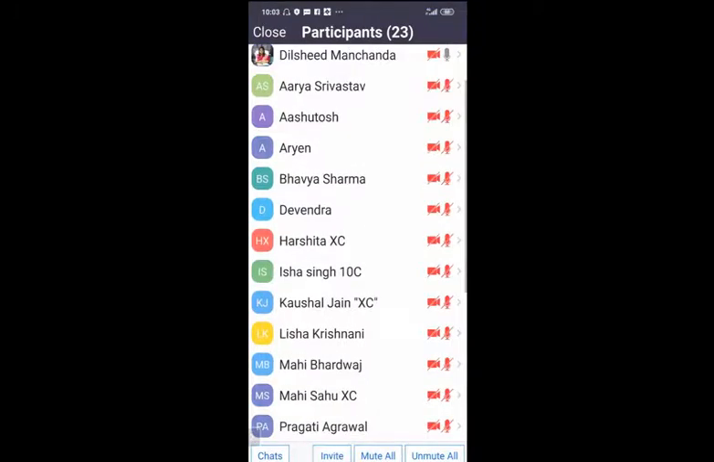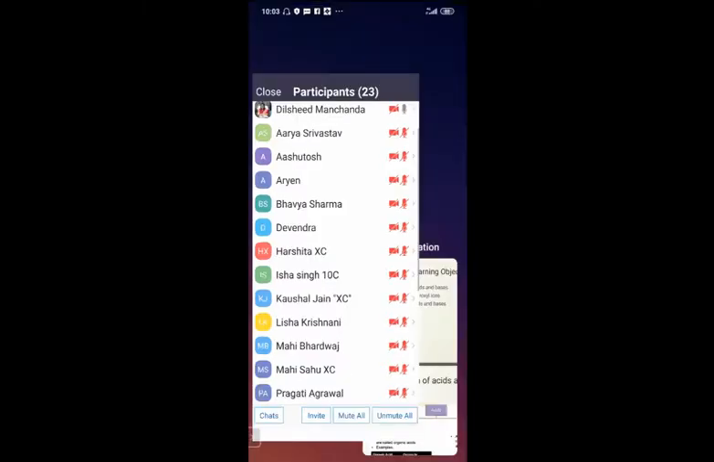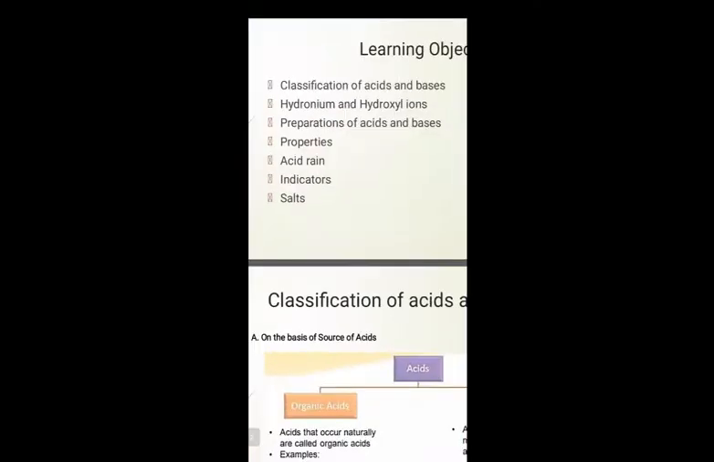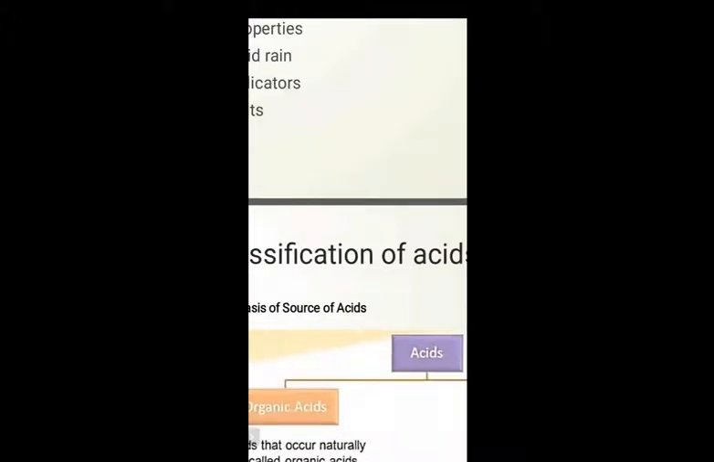Be good, children. Then hydronium, so we are getting classification of acids and bases. The chapter's objectives are classification of acids and bases, hydronium and hydroxyl ions, and preparation of acids and bases, properties, all those. Now, in the case of classification of acids, different types of classification are there.